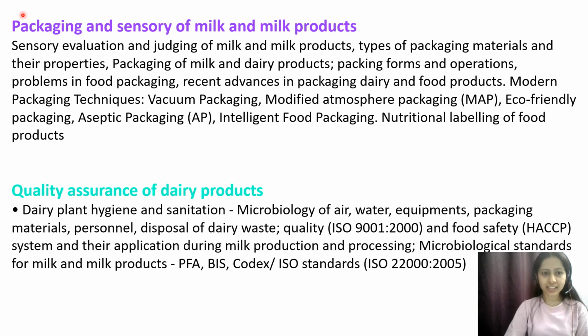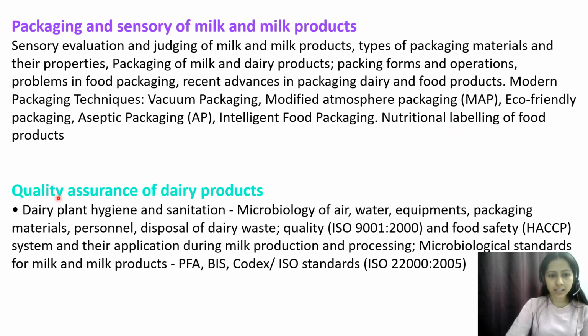So under the section that is packaging and sensory of milk and milk products, you have to go through the sensory evaluation and judging of milk and its milk products. This part is important, as after this only the milk costing or the rating of the milk is done, and the types of packaging materials associated, the problems which are associated with these packaging materials, the modern types of packaging materials like vacuum packaging, modified atmospheric packaging, eco-friendly packaging, aseptic packaging, intelligent packaging, then the nutritional label of the food products, how this nutritional labeling is done. So this part is important, nutritional labeling of the food products.